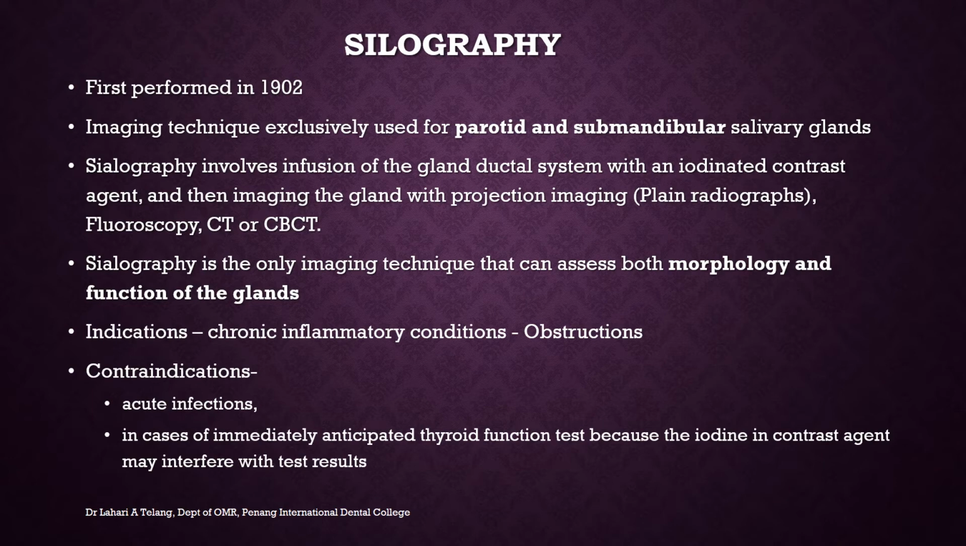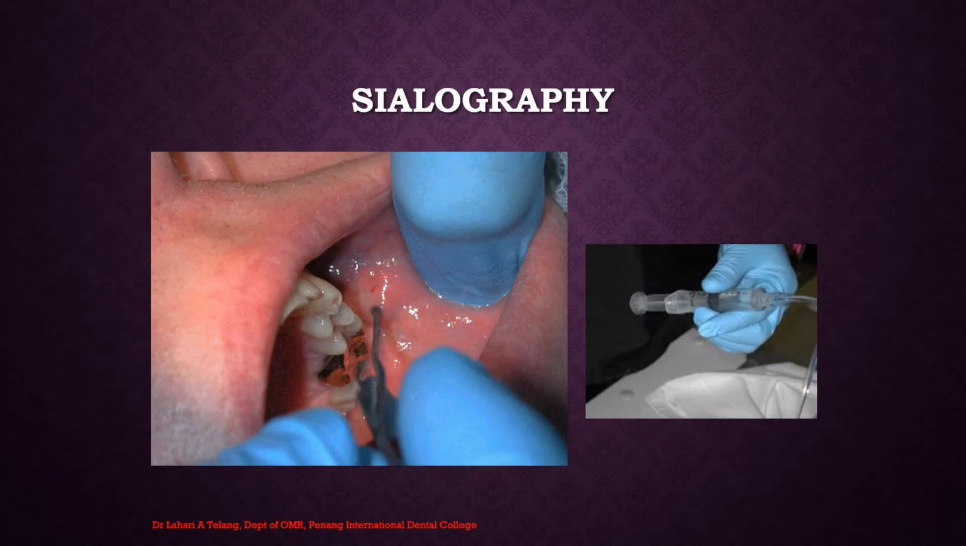Sialography is the only imaging technique that can assess both morphology and function of the glands at the same time, and that's something very important and unique about sialography. The indications for sialography would be chronic inflammatory conditions like obstructions of the ductal system, and contraindications would be acute infections or in cases of immediately anticipated thyroid function test, because the iodine in the contrast agent may interfere with test results. This is how the sialography procedure is performed.